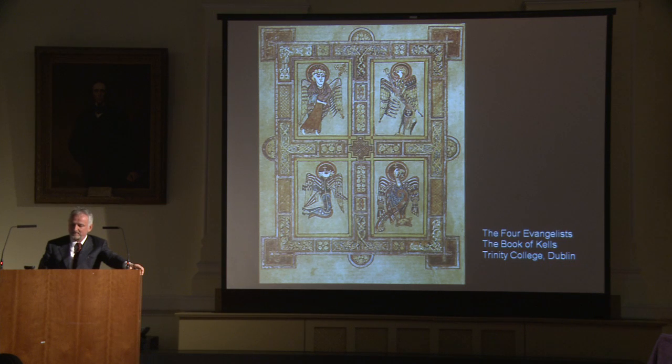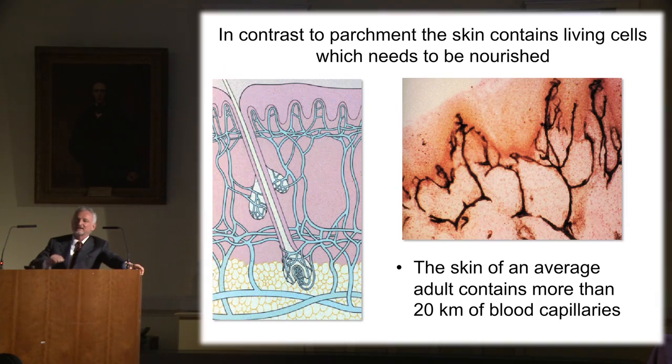Now, back to the skin. In contrast to parchment, of course, skin is viable tissue. Viable tissue needs nourishment. Nourishment is provided by skin vessels, and they are abundant in the skin. Especially, there are different layers of very small vessels, capillaries. You see them here in the cut, you see them here in the skin.